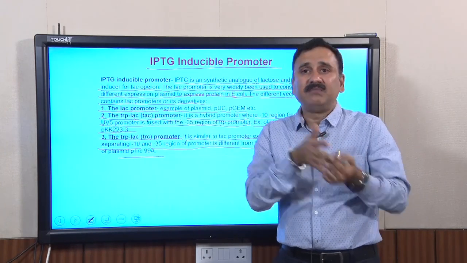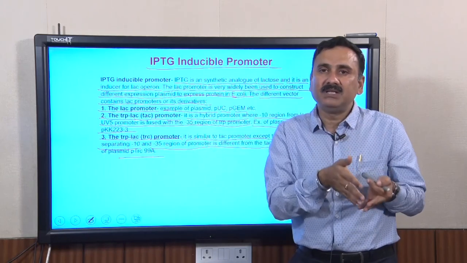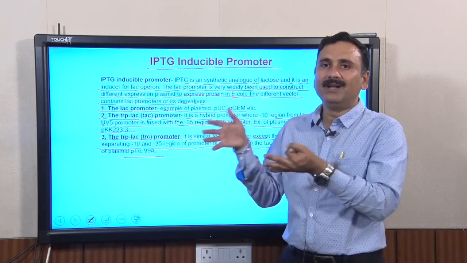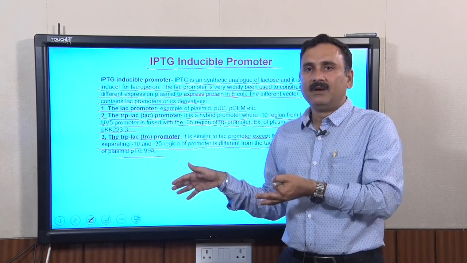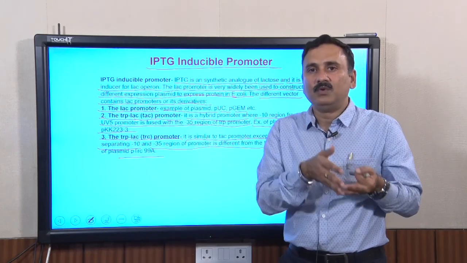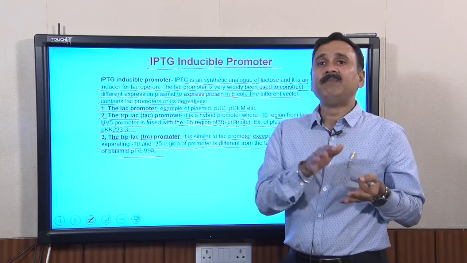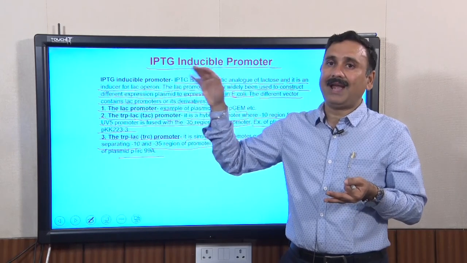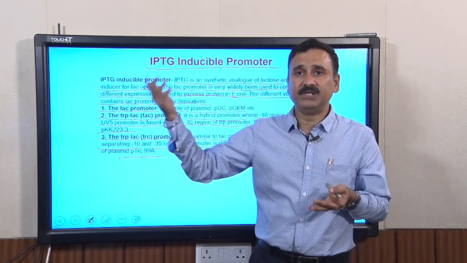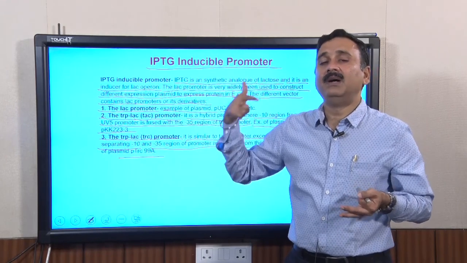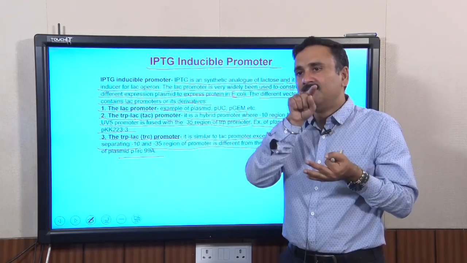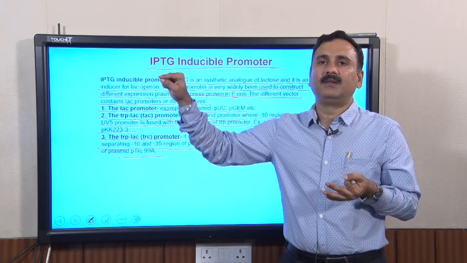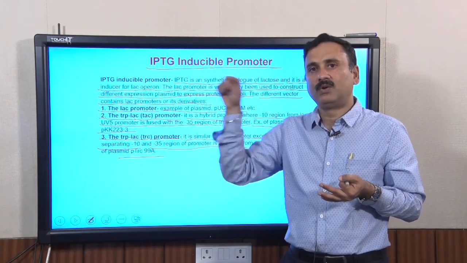What is the difference between IPTG and lactose is that IPTG is non-degradable compared to lactose, which is going to be degraded by the system into the constituent sugars. So if you use lactose instead of IPTG, lactose will give you high induction in the beginning, but as the protein starts being produced, the lactose will start degrading by the bacterial machinery, and as a result you are not going to get the continuous same level of induction throughout your induction period.